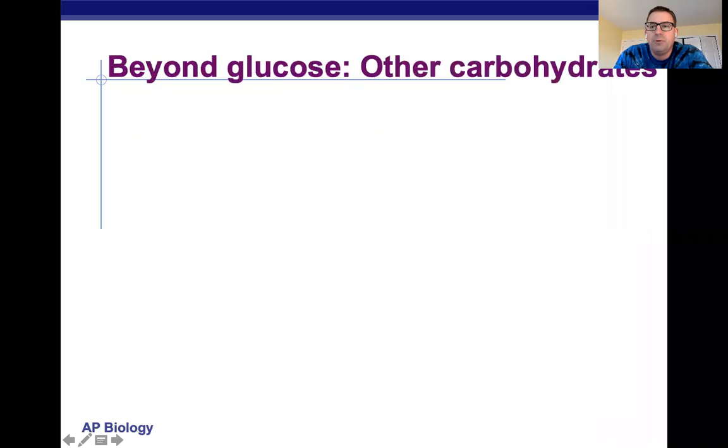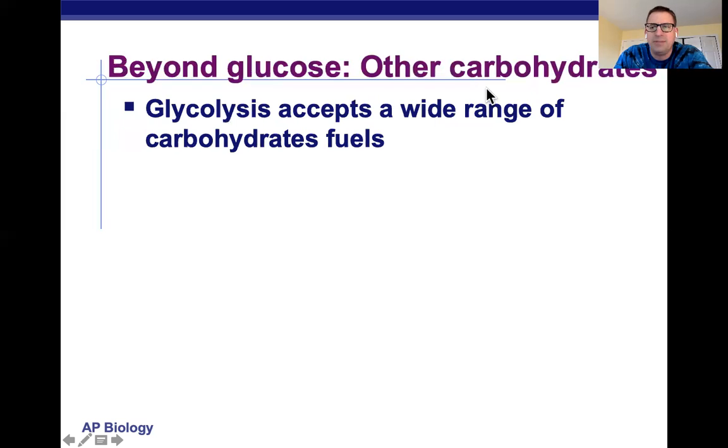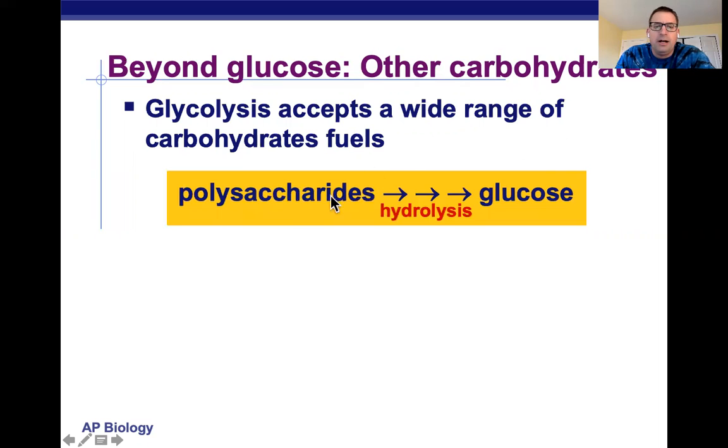But we've focused solely on glucose before. But we eat other things. Man, would it be boring if all we did was eat glucose all the time? I mean, ugh, right? I love eating all kinds of different foods, and I would hate to just eat glucose, but then my body has to be able to handle all the different kinds of foods that we eat. So to start with, glycolysis accepts a wide range of other carbohydrates as fuel, not just glucose, right?